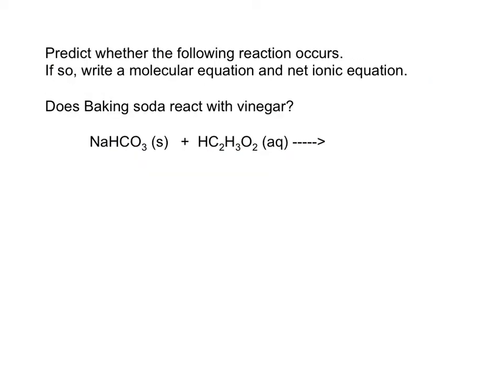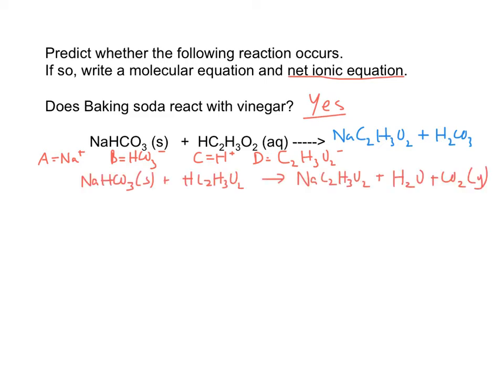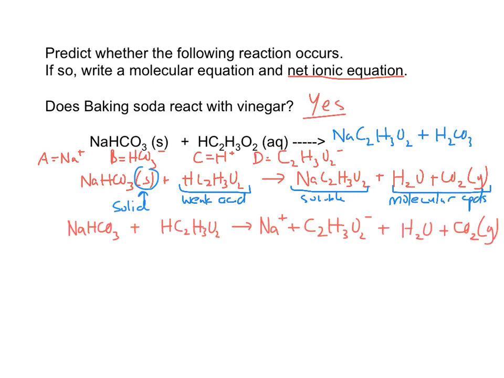Remember, if you can write a net ionic equation, you can predict that the reaction occurs. So stop the video and see if you can write a net ionic equation for this reaction. And the answer is, replace H2CO3 with H2O and CO2 gas. Next, write your net ionic equation.